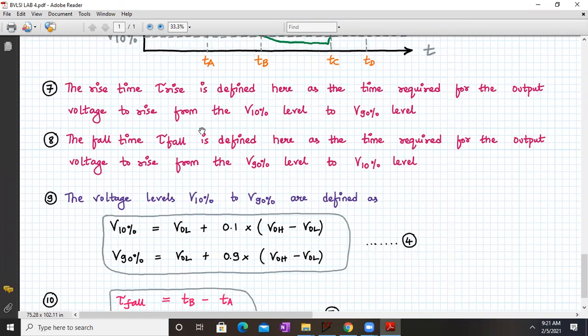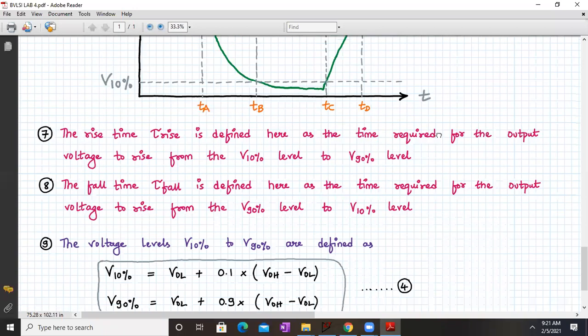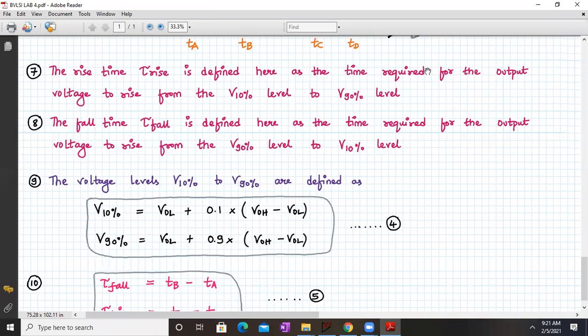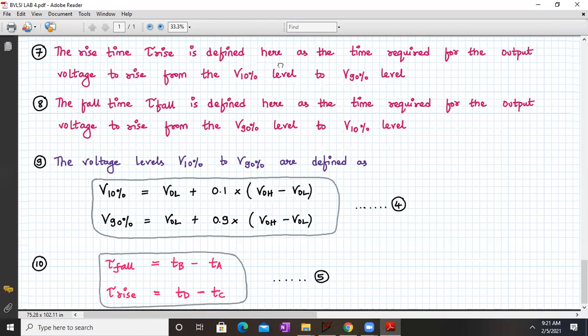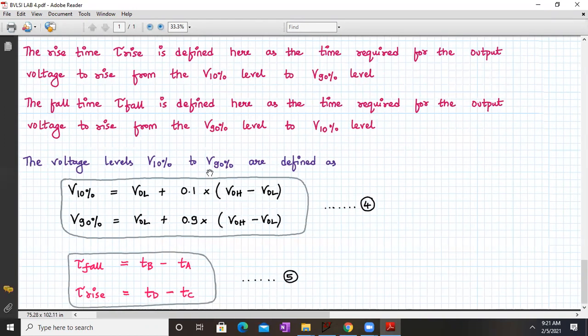Rise time, as we know, is defined as the time required for the output voltage to rise from the 10% level to the 90% level of the output. And fall time is defined as the time required for the output voltage to fall from the 90% level to the 10% level. Here, V10% and V90% are defined as V10% is VOL plus 0.1 into (VOH minus VOL), and V90% is VOL plus 0.9 into (VOH minus VOL).